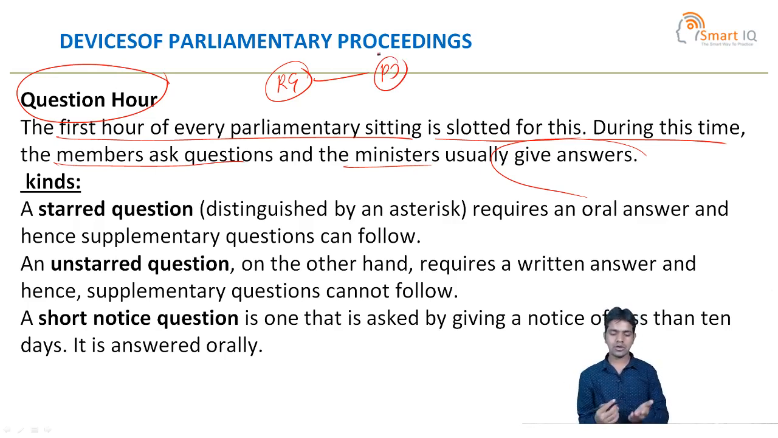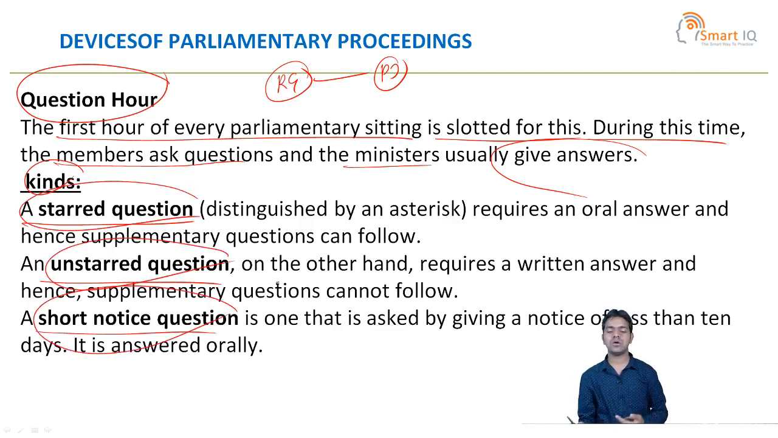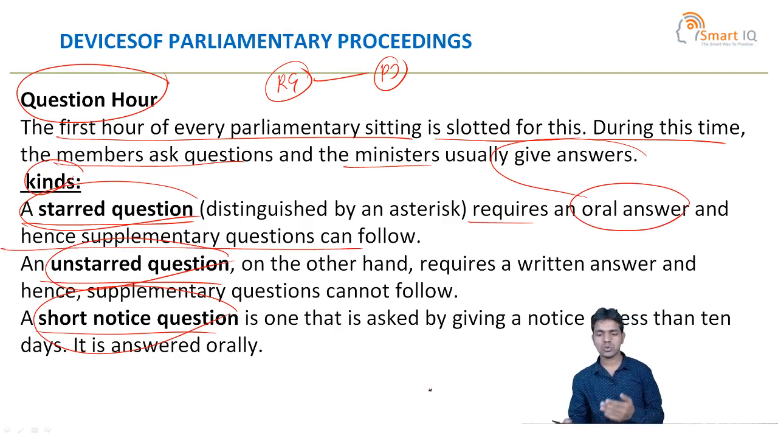There are three kinds of questions asked in parliamentary proceedings: starred questions, unstarred questions and short notice questions. What is meant by starred questions? A starred question requires an oral answer, and hence supplementary questions can follow.